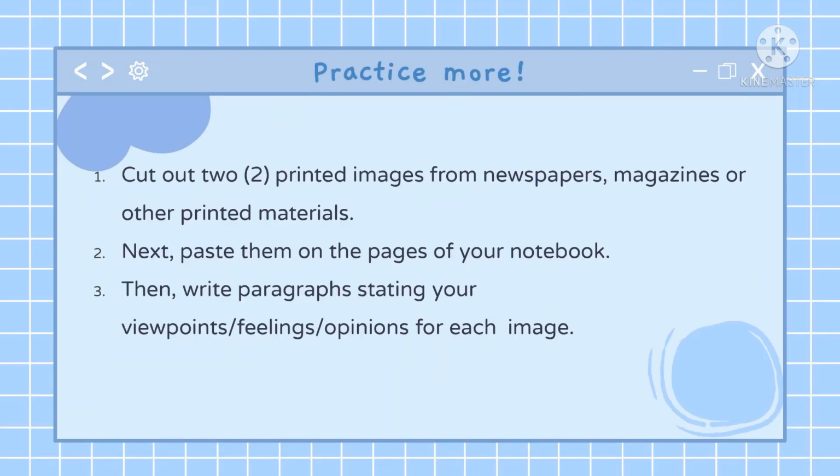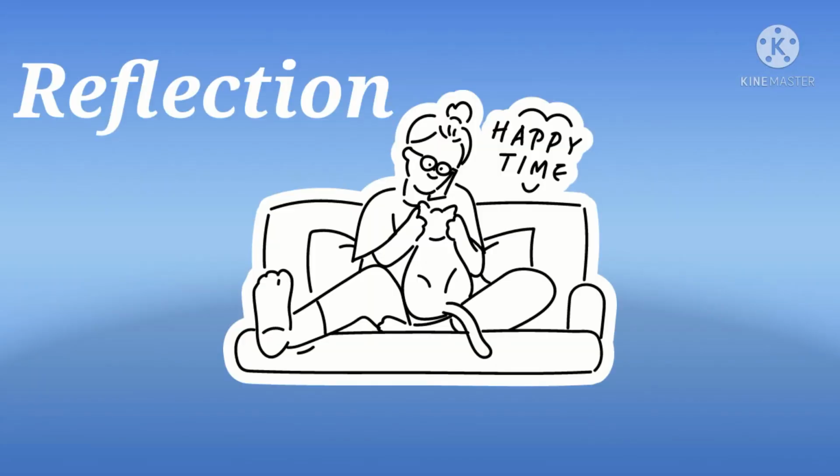Let's practice more. First, you need to cut out 2 printed images from newspapers, magazines, or other printed materials. Next, paste them on the pages of your notebook. Then write paragraphs stating your viewpoints, feelings, opinions for each image. Lastly, you need to write your reflection about the 2 parts of the lesson, Viewpoints of Images.